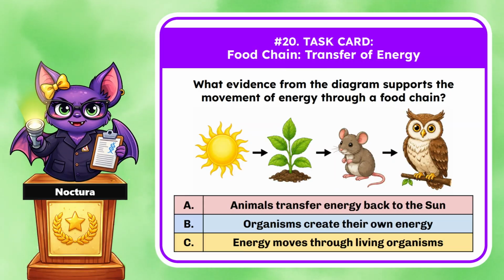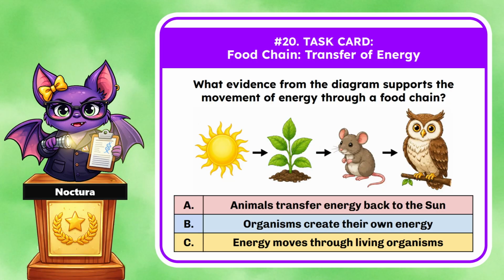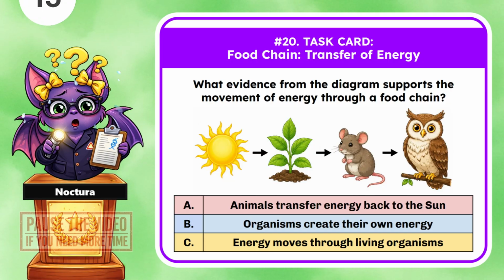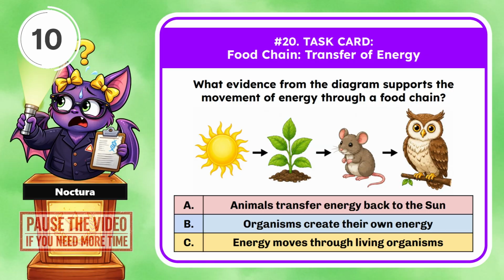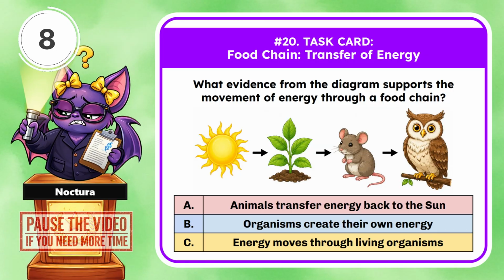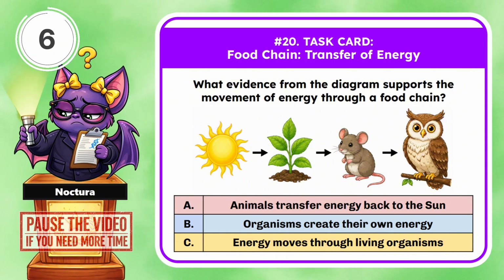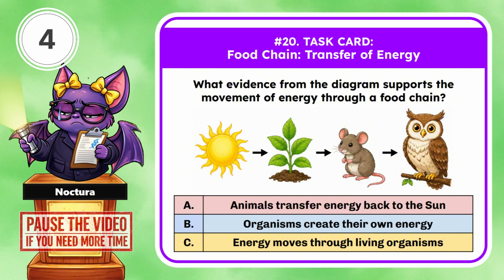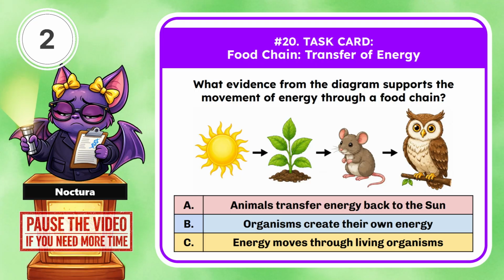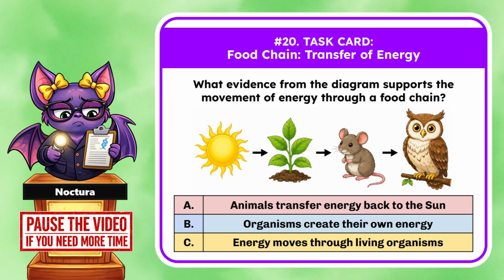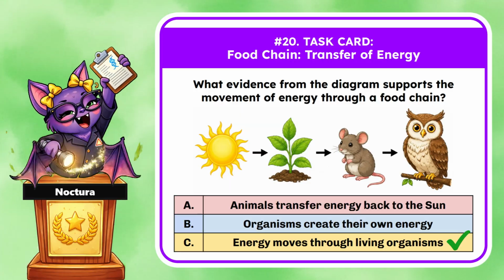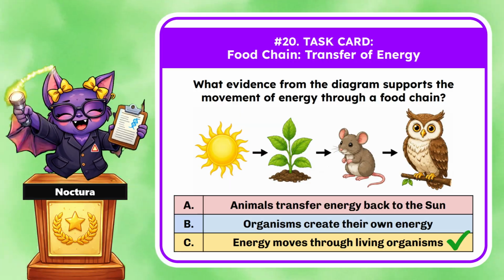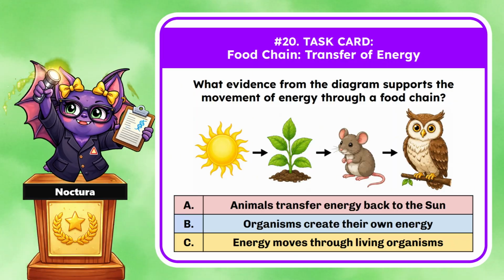What evidence from the diagram supports the movement of energy through a food chain? And the correct answer is letter C. Energy moves through living organisms.